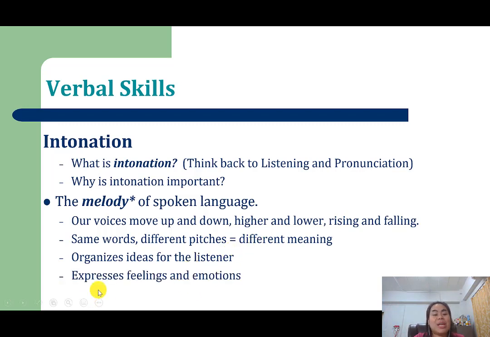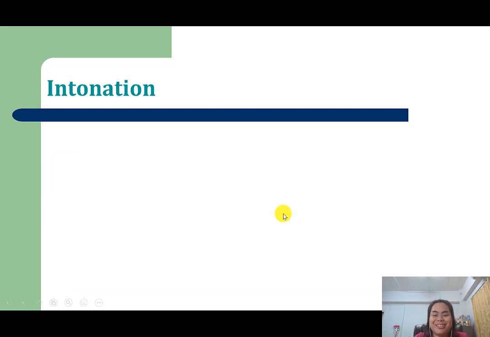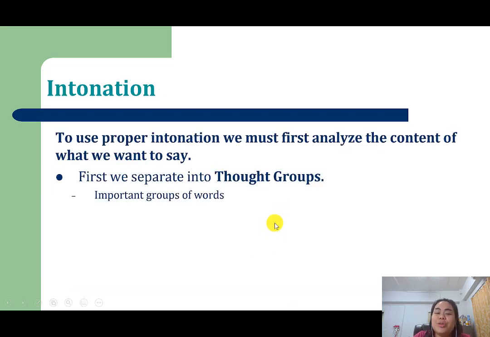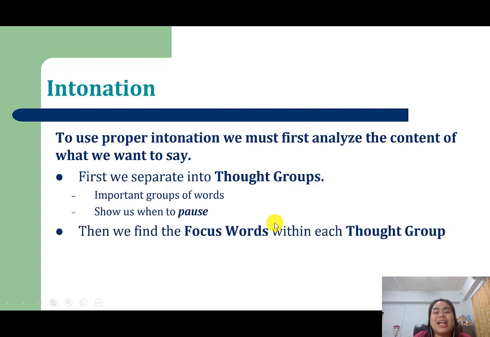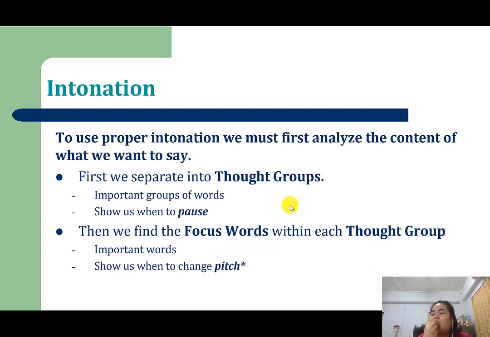And also, if I want to express feelings and emotions, intonation is the best way to do that, okay? Such as surprise, anger, happiness, sadness, curiosity, that can be done with the correct intonation. Now, to use proper intonation, we must first analyze the content of what we want to say. So that's why sometimes you need a script, like an actor, or even a commercial.